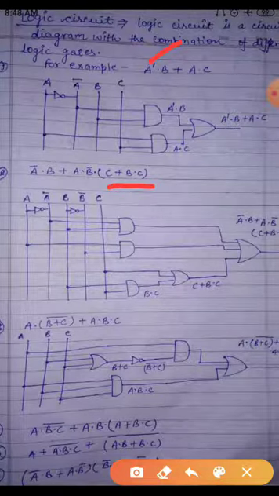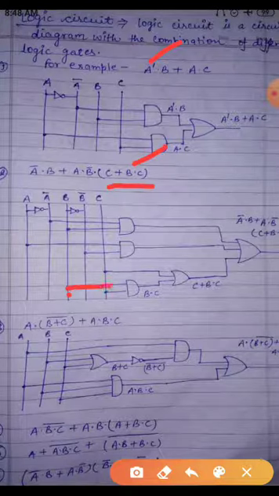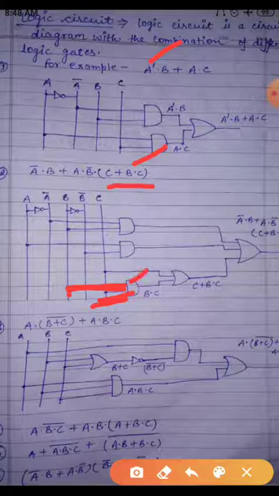In this one, how will you solve? C plus is given here, so C is connected with B dot C. B and C with a dot means what? AND gate. So this is B dot C. B dot C and C are connected with the OR gate, so this will be C plus B dot C. Now all are connected with the OR gate, because plus is here.